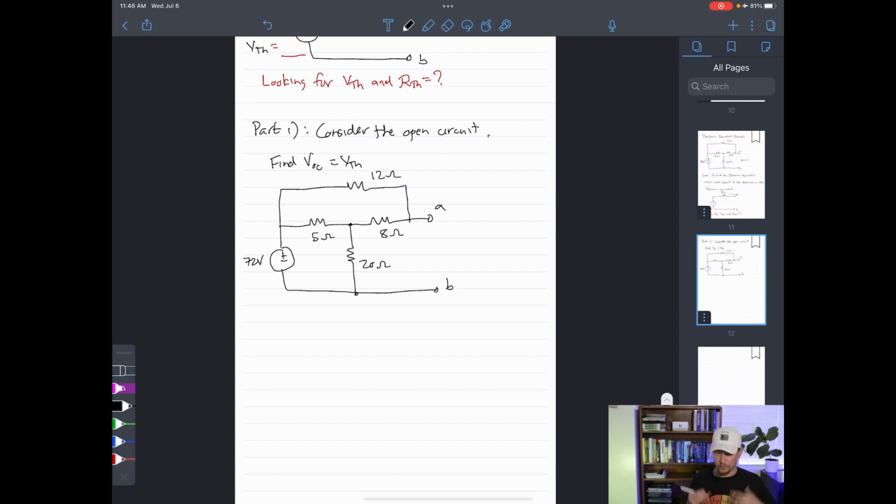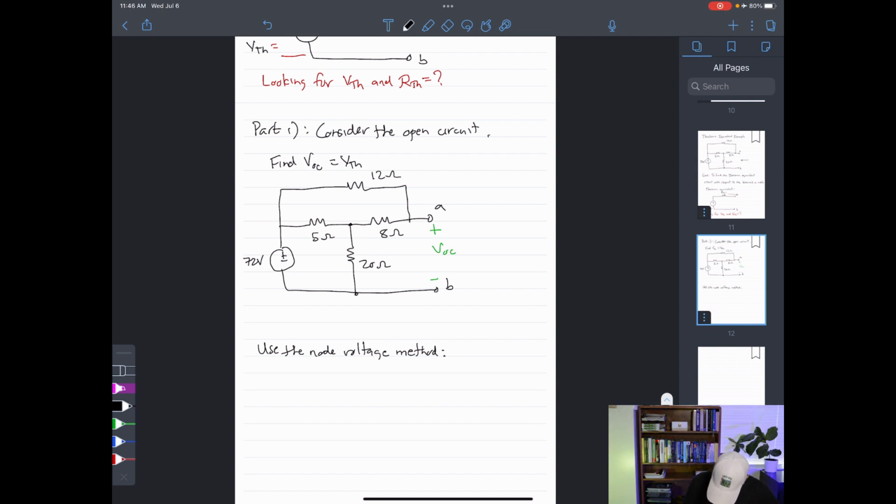Now, the open circuit voltage is this voltage with this particular polarity across terminals A and B. And again, we can use any technique of circuit analysis that we want in order to do that. Now, I'm going to go ahead and use the node voltage method here. And the reason to use the node voltage method is simple, I'm looking for a voltage. So if I use the node voltage method, once I solve my system of equations, that will give me that open circuit voltage directly.